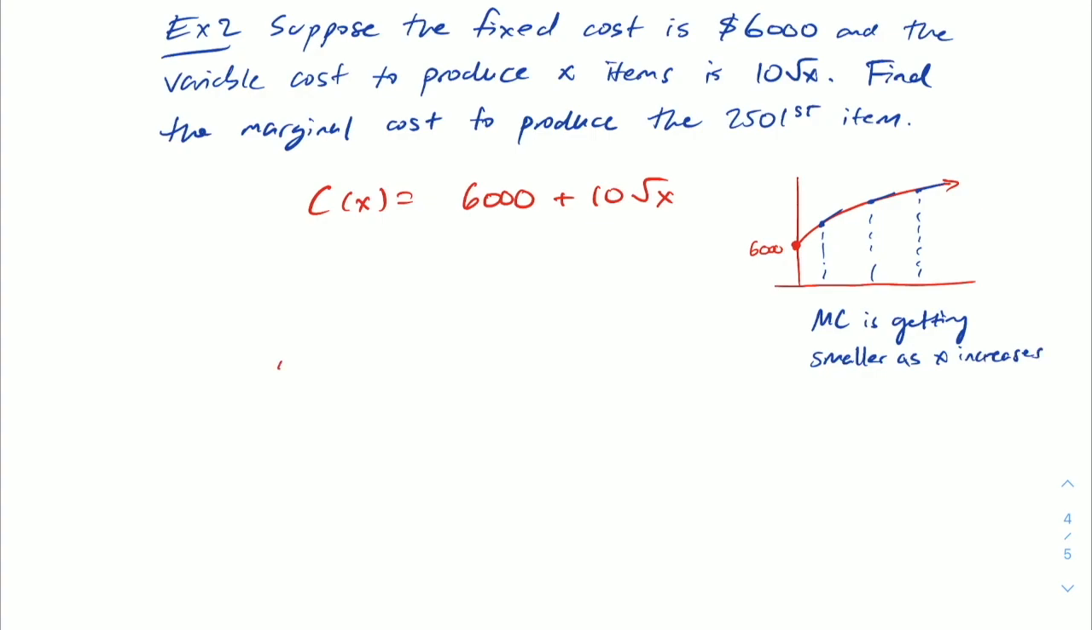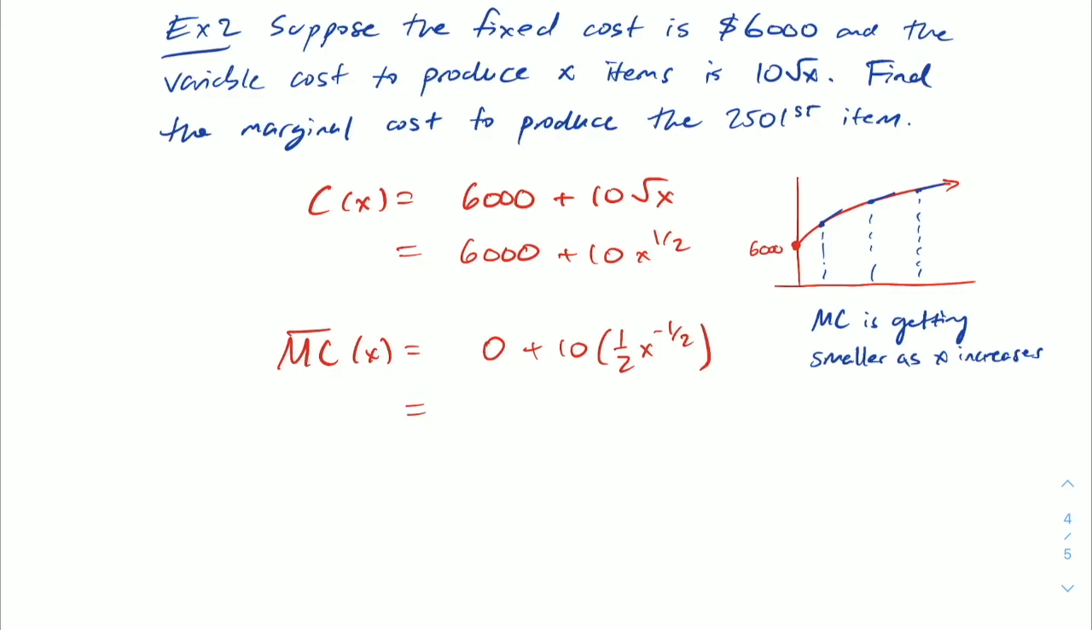All right, so let's compute the marginal cost. So the 6,000 is going to be 0. Then we have to take the derivative of 10 root x, which we could write as 10 times x to the 1/2. So using the power rule, this is going to become 1/2 x to the negative 1/2, which we could rewrite as 5. 10 times 1/2 is 5, x to the negative 1/2, or 5 over the square root of x.